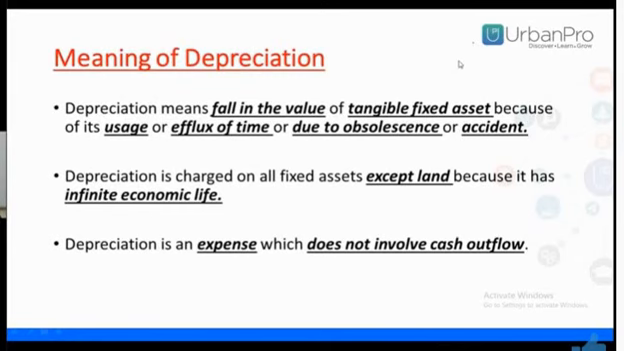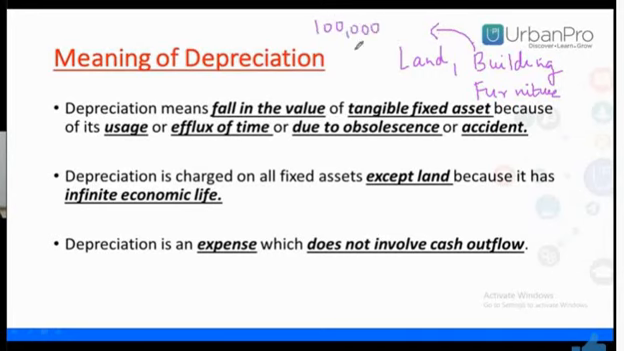In simple language, I can say if we buy a new asset, for example, any asset, it may be land, it may be building, it may be furniture, any tangible asset. For example, we buy a new building for rupees 1 lakh. So we have its expected useful life. What we say expected useful life.